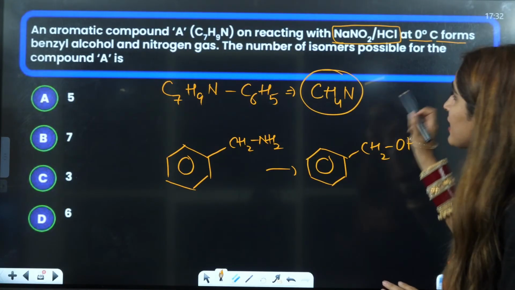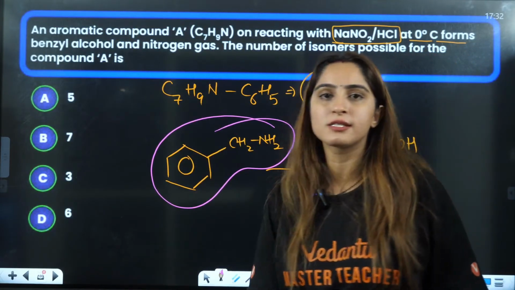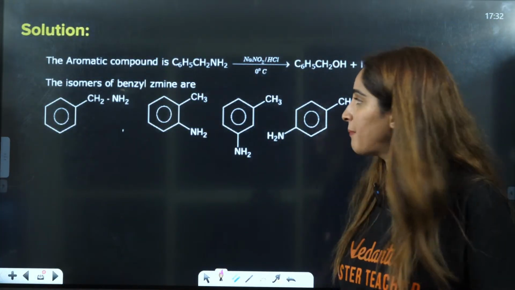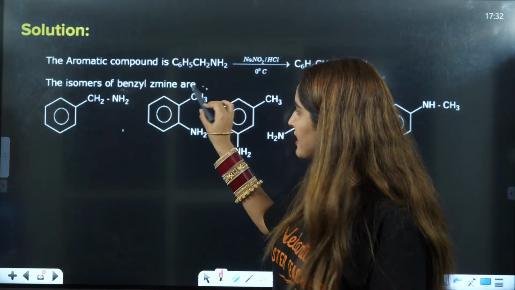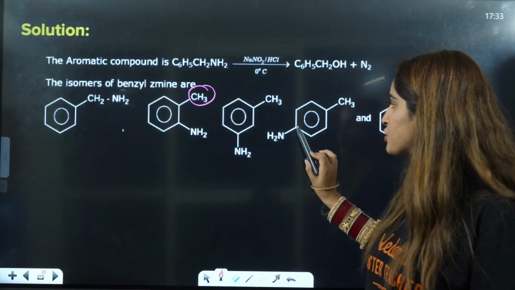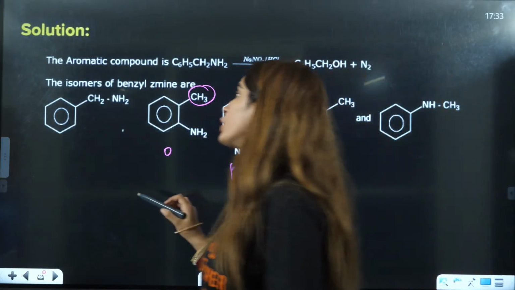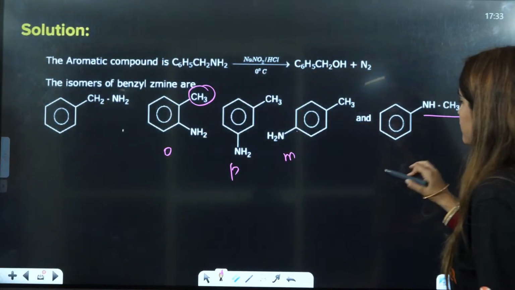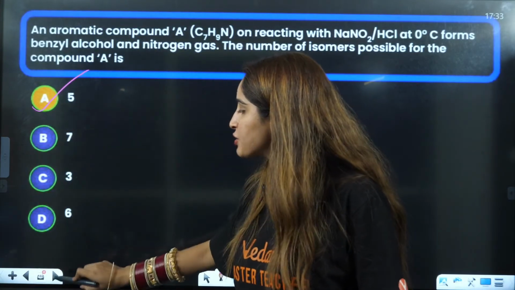The number of possible isomers for the compound A. Now they are asking you the possible isomers for this compound A. Let us see the possible isomers here. First thing was to identify that compound. Now the possible isomers may be this NH2 can be an aniline and CH3 can be the substituent here. One substituent on ortho, then para position, then meta position. Ortho, para and meta. Then also you can have NHCH3. That can also be the possibility. So all of these are the isomers. That is, it is having 5 isomers here.